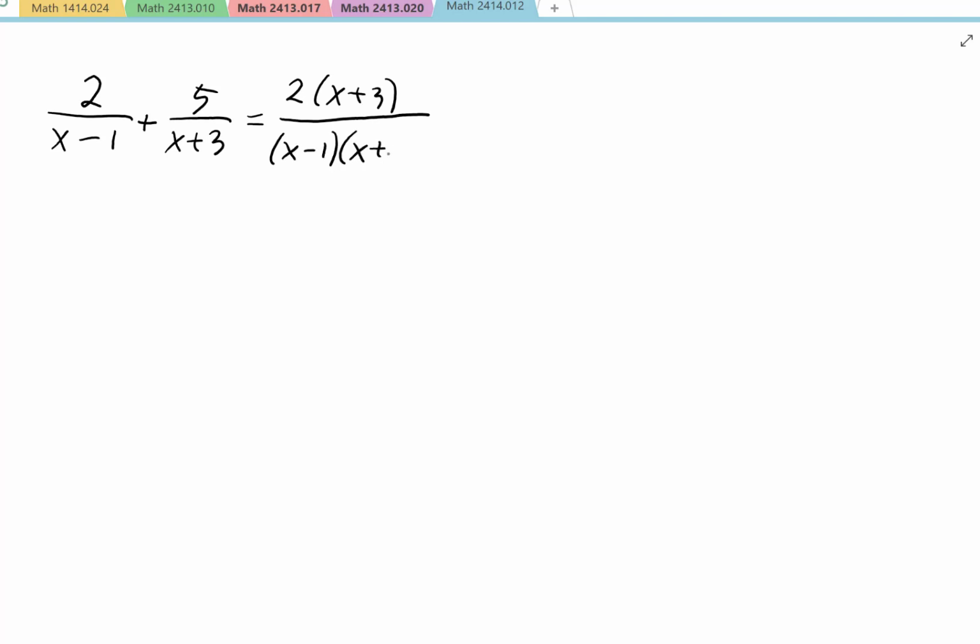So let's add these rational expressions together. 2 over x minus 1 plus 5 over x plus 3. Okay, so the common denominator is x minus 1 times x plus 3. So on the first fraction, we multiply the top and bottom by x plus 3. And on the second fraction, we multiply top and bottom by x minus 1.